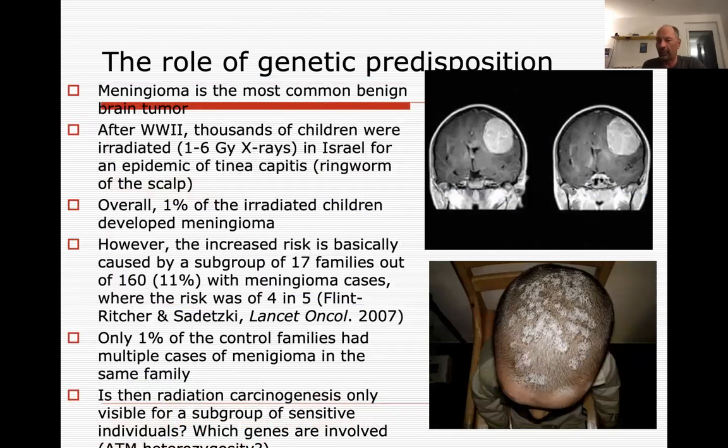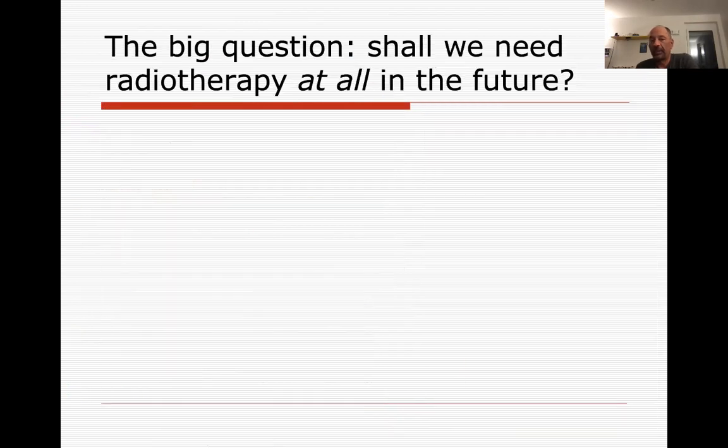And finally, the role of genetic predisposition. This is a slide that I already showed in the radiation biophysics course, so I think this year many of you already know, but this is the famous ringworm, the Tinea capitis study in Israel that shows an amazing result on the genetic predisposition for cancer.